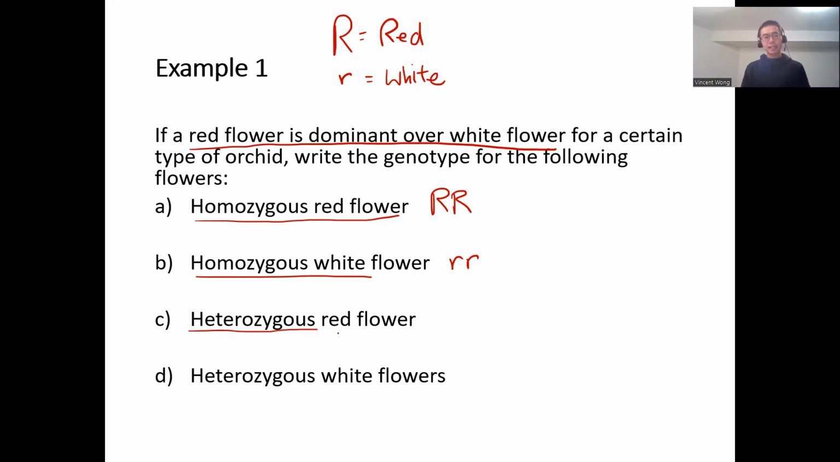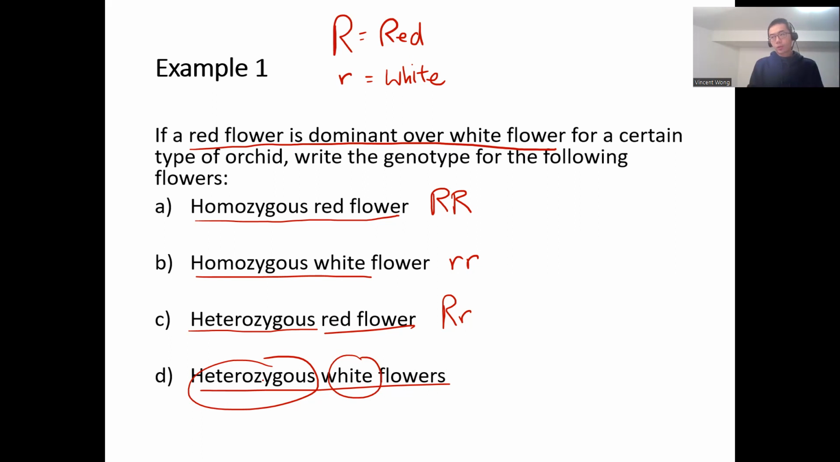Heterozygous means different. And this is red flower. So one big R, one small r. What about heterozygous white? Anybody have an answer for heterozygous white? Okay, heterozygous means different. Okay, and then white. Well, there's only one way to be heterozygous, right? Big R, small r. But big R, small r is red, right? So it's impossible.